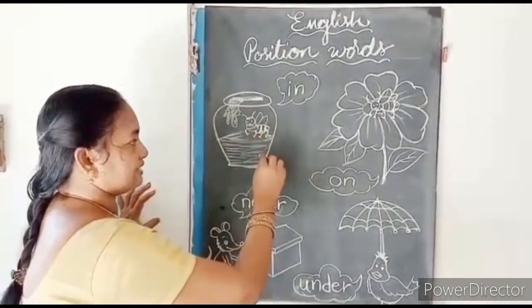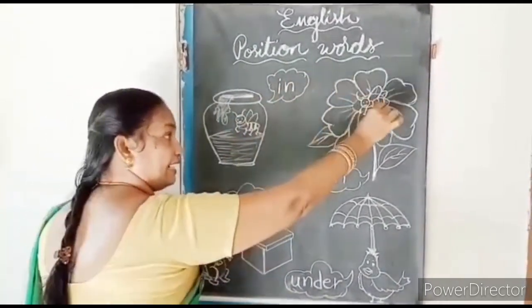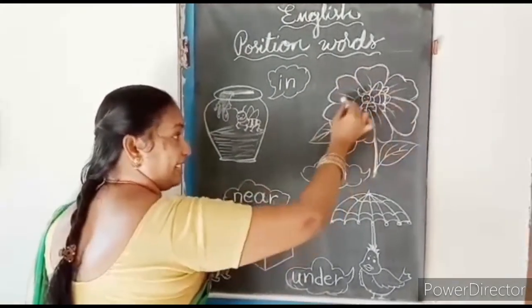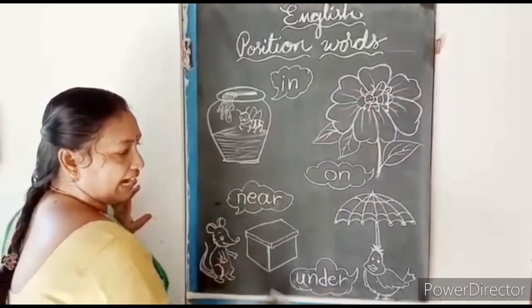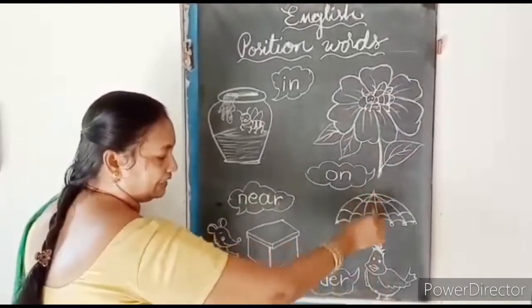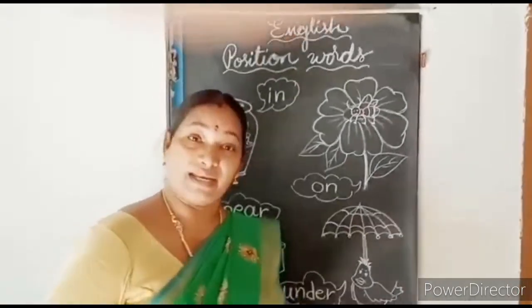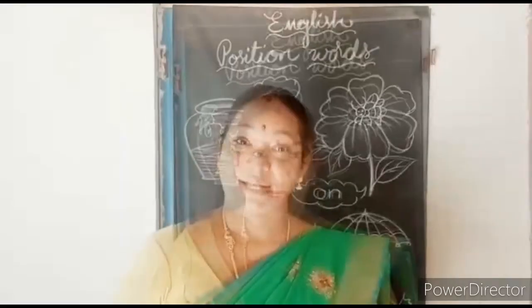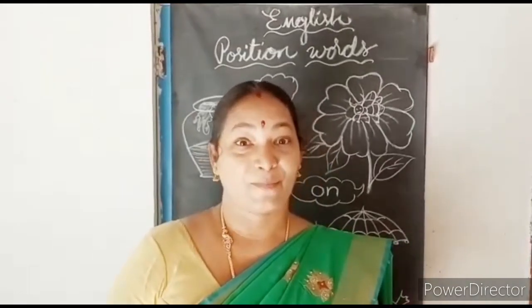So did you understand, children? The honeybee is in the jar. And here the honeybee is on the flower. And here the rat is near the box. And here the bird is under the umbrella. Did you understand, children? Like this, we have many more in our textbook. So let's go and open our textbook and learn many more possession words.